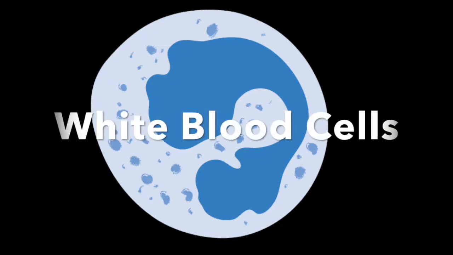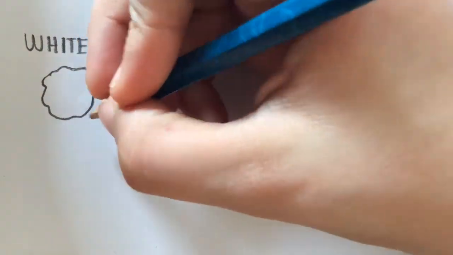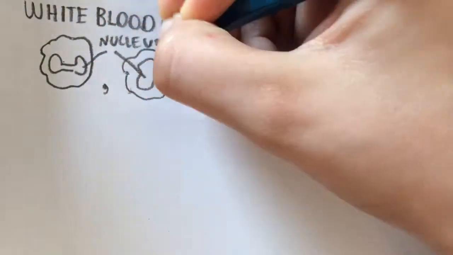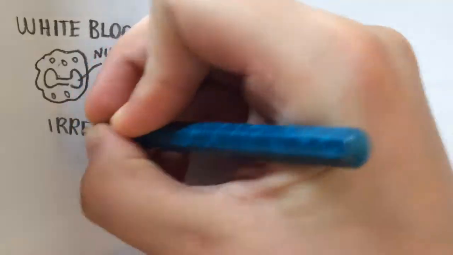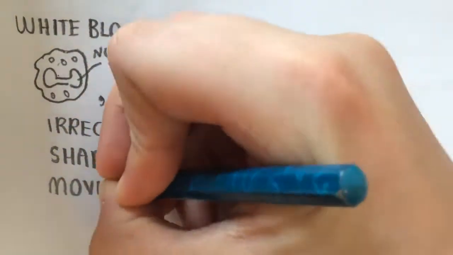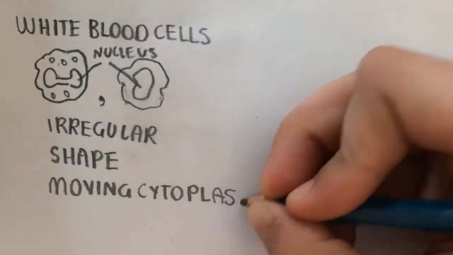There are less white blood cells in our blood than there are red blood cells. The primary functions of white blood cells are to kill disease-invading organisms. There are two types of white blood cells, phagocytes and lymphocytes. The lymphocytes eat up the bacteria while the phagocytes produce antibodies. They have an irregular shape because of a moving cytoplasm.